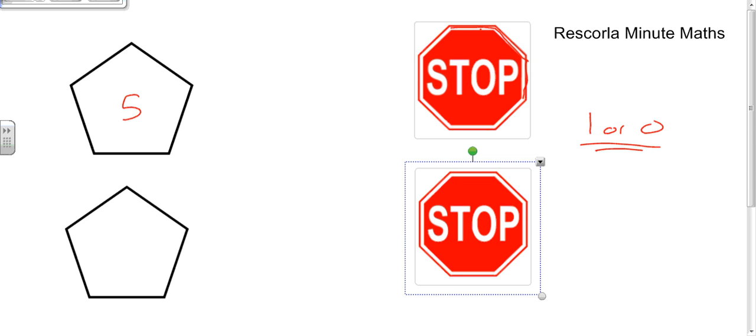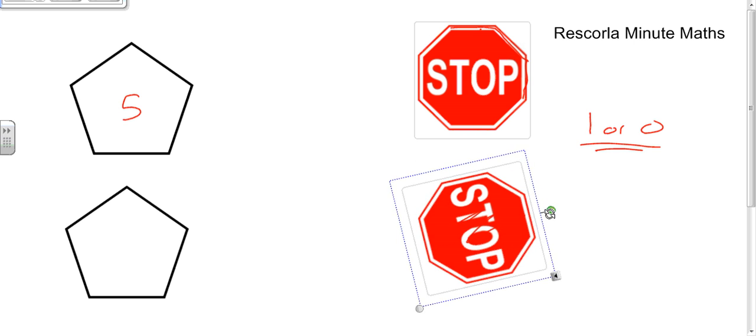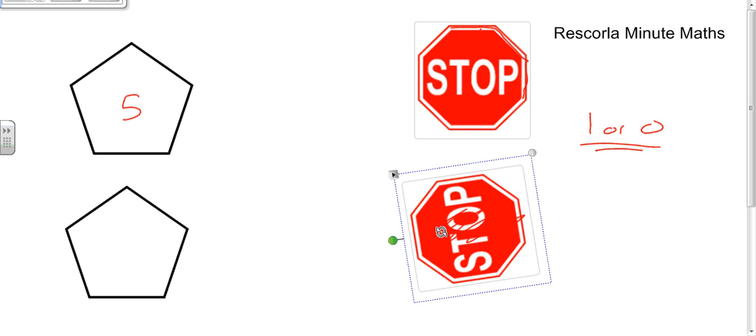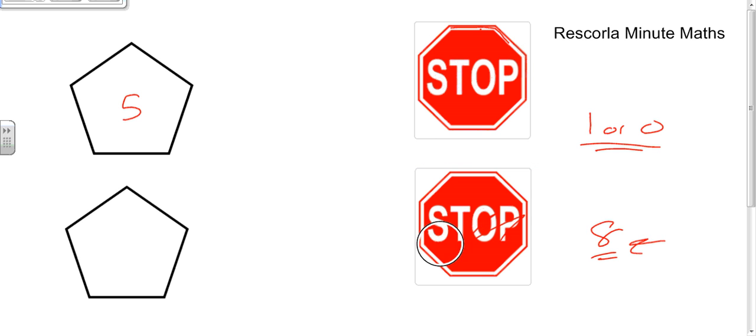However, if you were ignoring the fact that it used the word stop, then we can rotate it. So 1, 2, 3, 4, 5, 6, 7, back to normal again is 8. So if we ignore the fact that it says stop and we just treat the outside of the shape, it would be 8. However, because we've got the word stop in it and it doesn't look the same when it's rotated around a little bit, the answer will be either 1 or 0. So well done if you got that right.